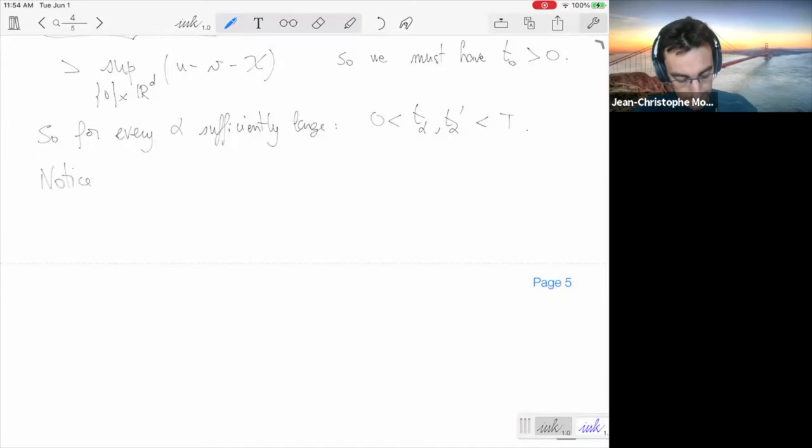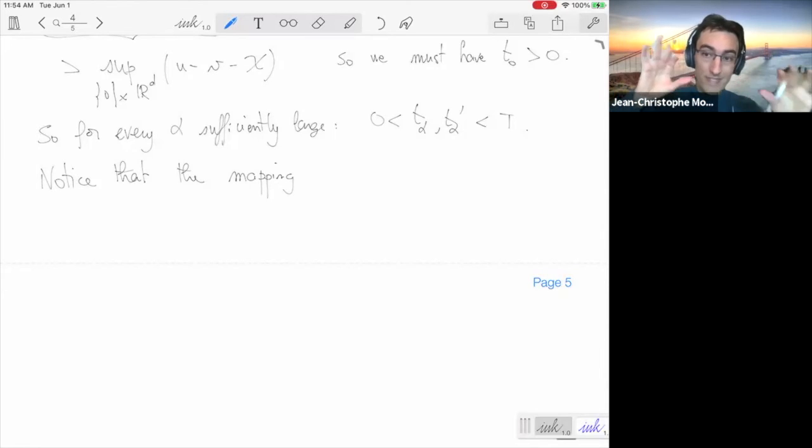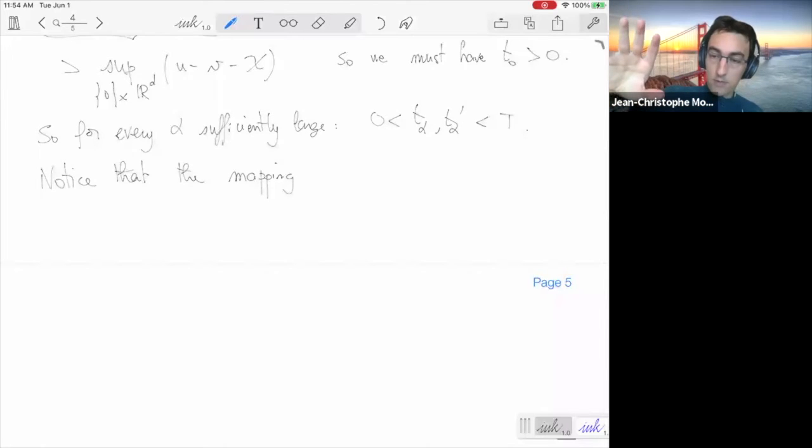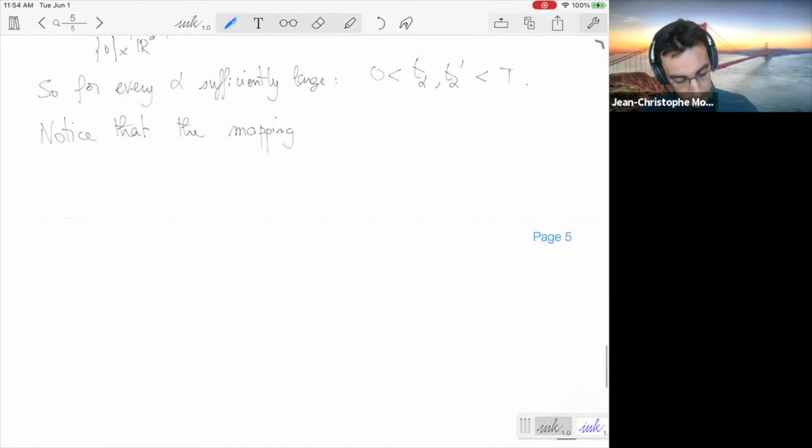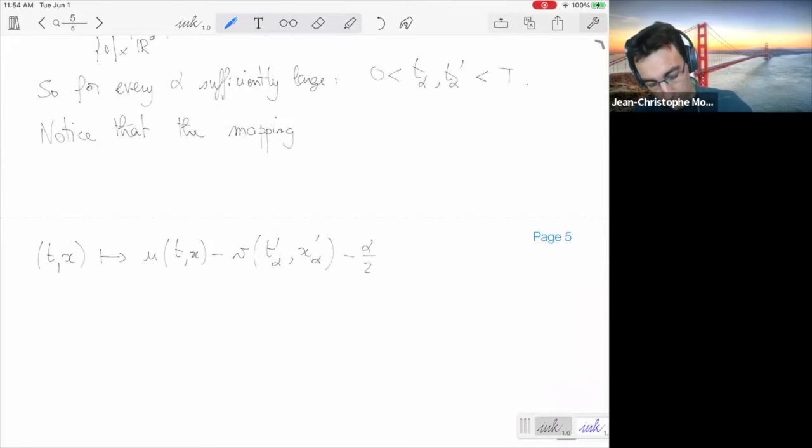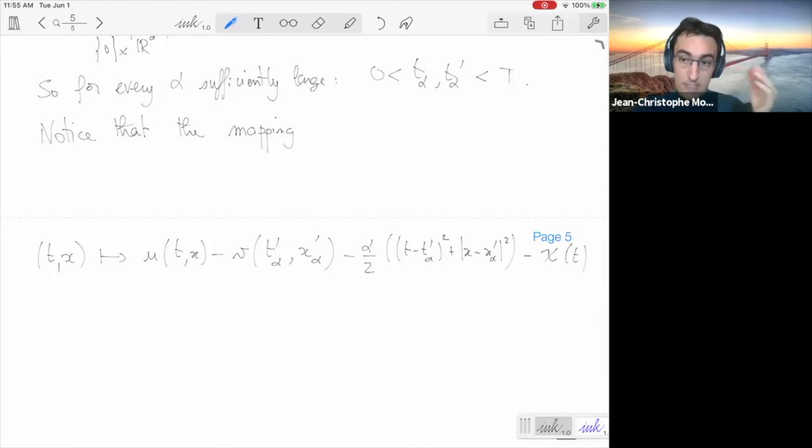Notice that the mapping, so we have optimized over these variables tx and t prime x prime. So in particular, if I freeze, let's say, the t prime x prime, and I optimize over tx. Let me write it down because saying it is more difficult than writing it down. So if I consider this mapping, u of tx minus, I substitute the t prime by the optimal values, minus alpha over 2 times t minus t prime alpha squared plus x minus x prime alpha squared, minus chi of t. This mapping is maximal at t alpha x alpha.